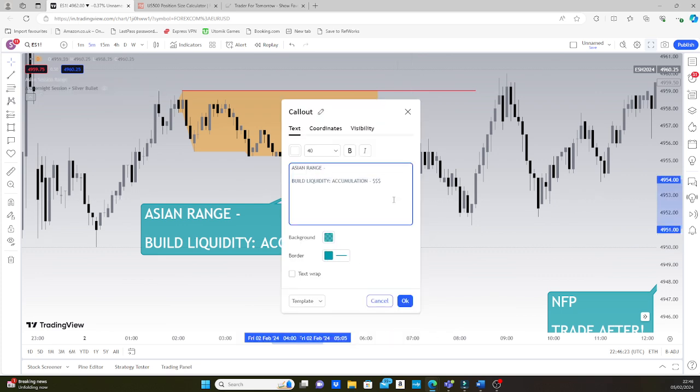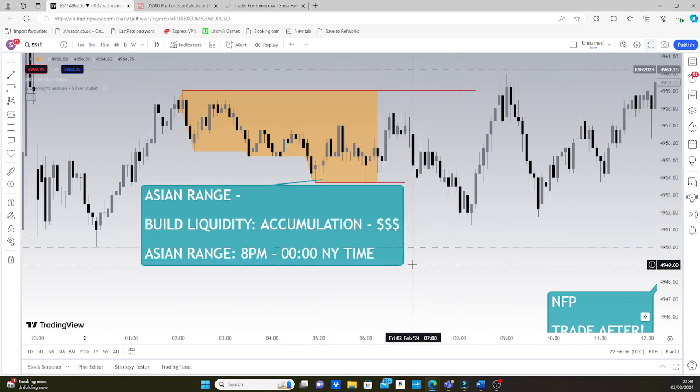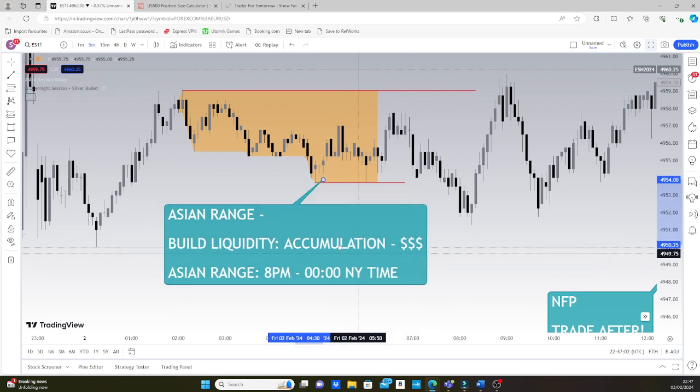Another question I get a lot is, what are the timings of the Asian range? What time is the Asian range? Well, the Asian range is from 8 p.m. to midnight New York time, or Eastern Standard Time, right? Wherever you are around the world, it's important to calibrate this to whatever time zone you are in. So the Asian range is from 8 p.m. to midnight New York time, and its prime purpose for our style of trading is that it builds liquidity, and we call it the accumulation.